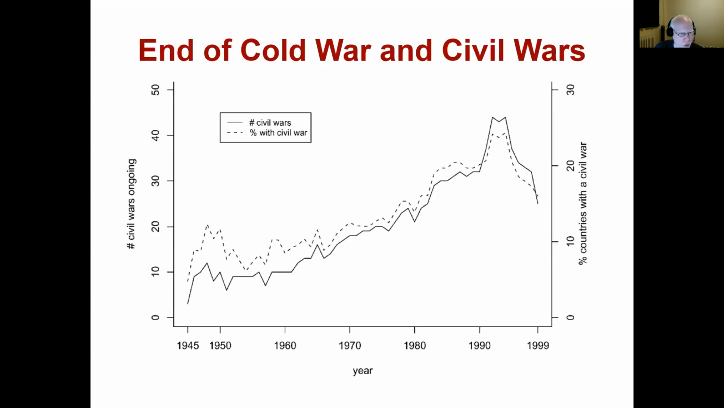So, end of the Cold War and civil war. Here, if we look, we've got data from 1945 up to 1999. The argument that's traditionally made is that there was a low number of civil wars before 1990, and then there was a giant spike in 1990.